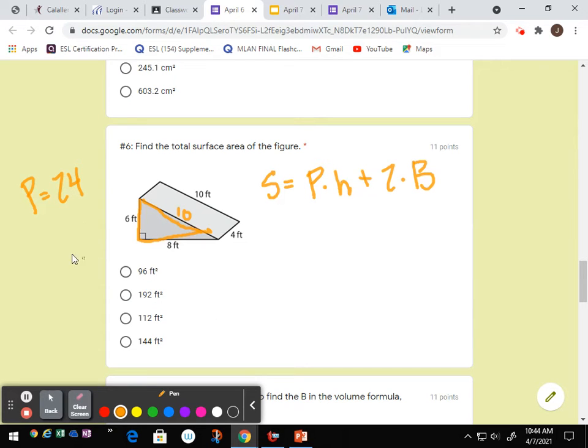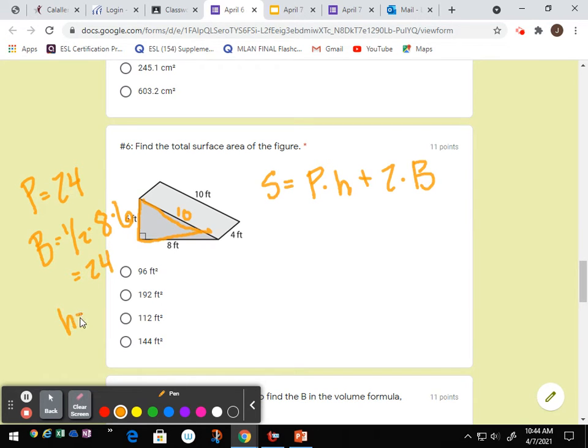We also need to find big B. Big B is the area of the base, so 1/2 times the base of the triangle. When we look at this triangle, it's sitting on this 8, so times 8, and the height of just the triangle is 6. It's not 10 because 10 is the hypotenuse. That's never going to be our height. So 8 times 6 is 48. Divide by 2, so big B is equal to 24.